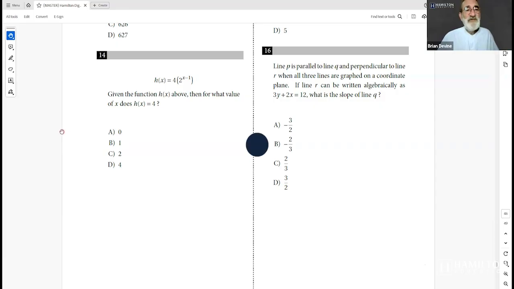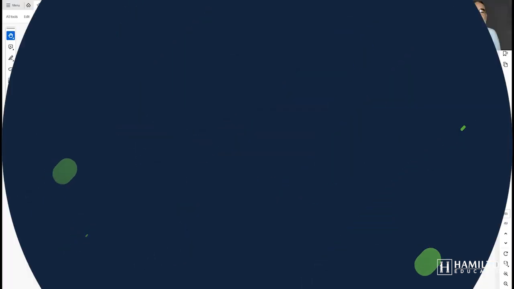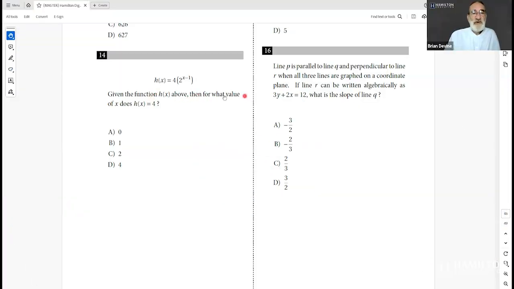There will be another one following this for this particular test. 14. Given the function h of x above, for what value of x does h of x equal 4? Well, for this to equal 4, we'd have to have 2 to the x minus 1 equal 1. And for that to be true, the exponent must be 0. So x would have to be 1. And B is the correct answer.